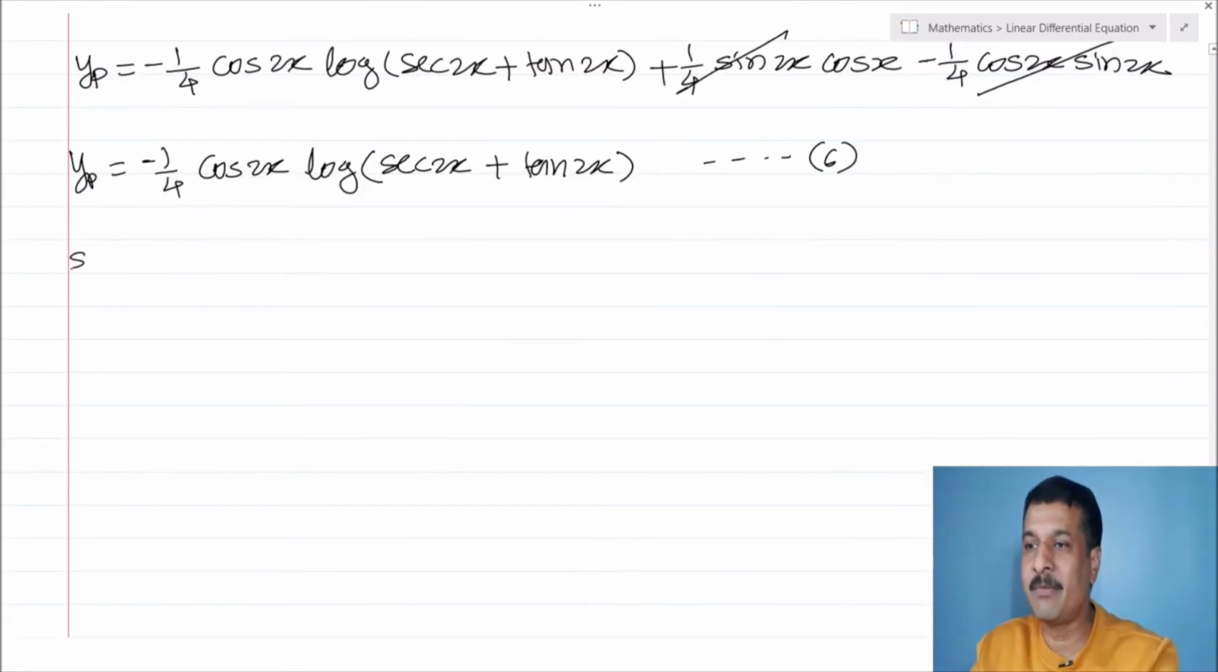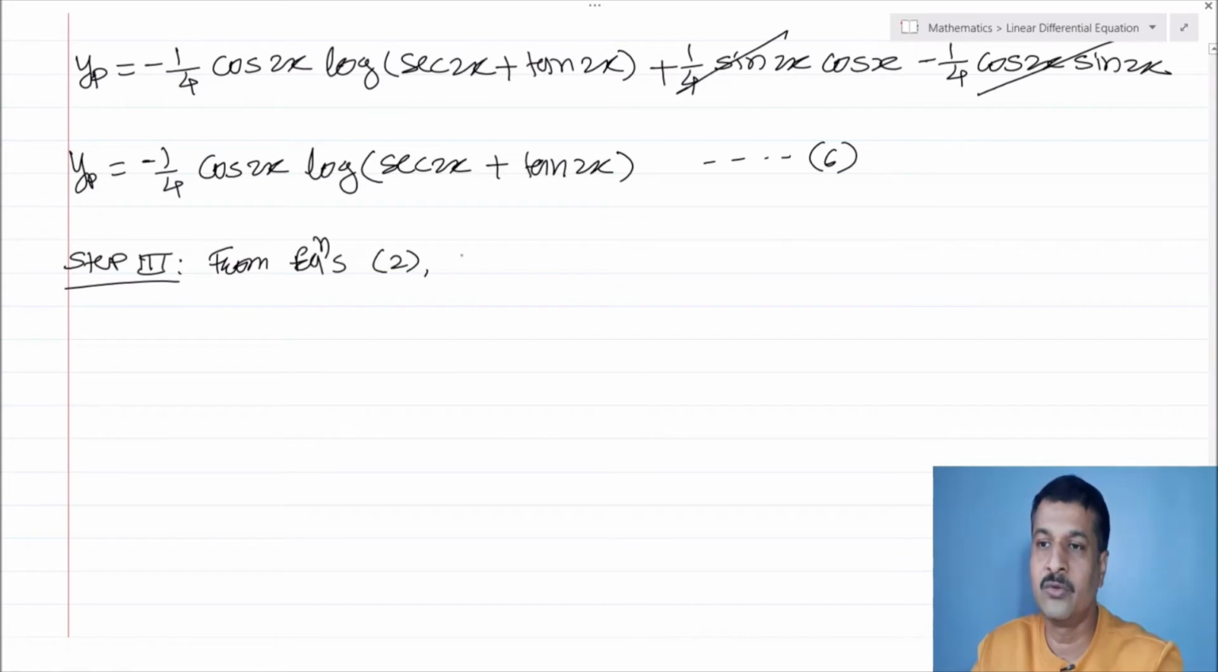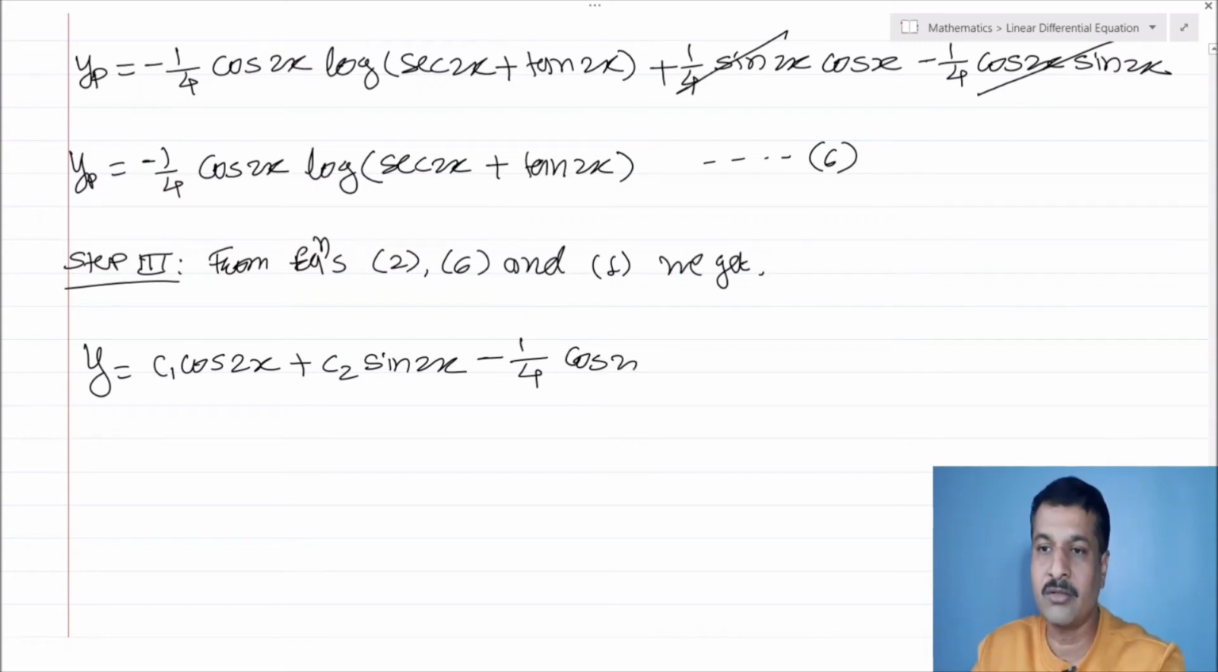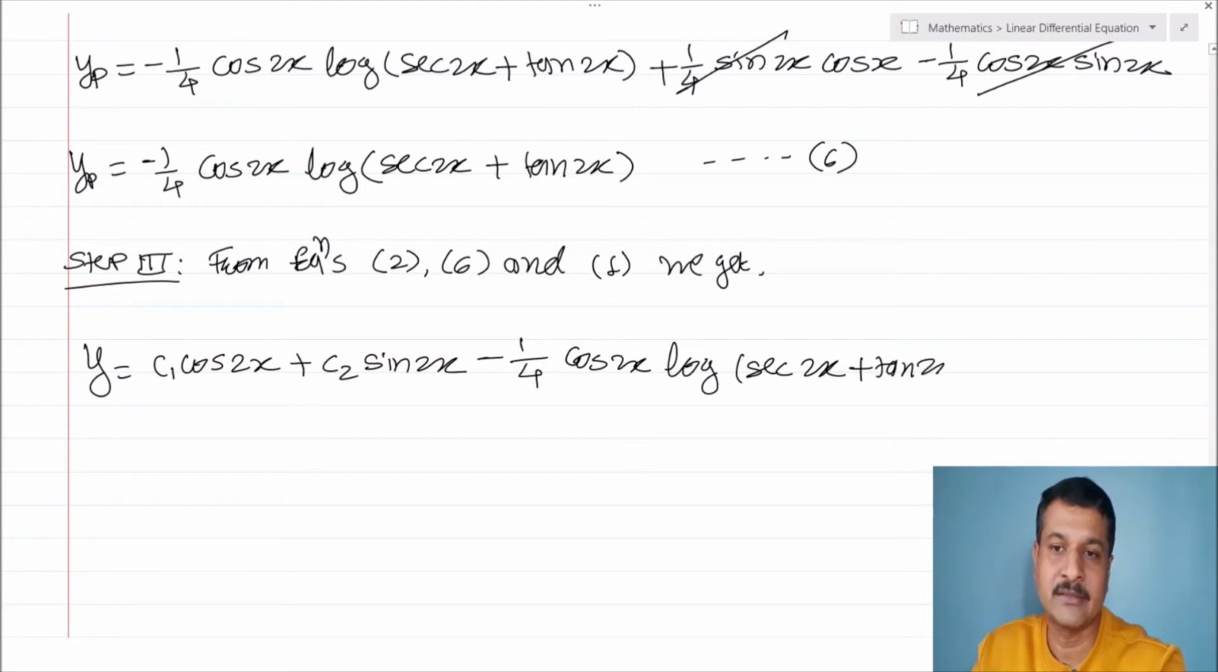So now the step number 3. From equations 2, 6 and 1, we get the complete solution, that is y equals yc, which is nothing but c1 cos 2x plus c2 sin 2x, plus this yp, minus 1 by 4 cos of 2x into log of sec 2x plus tan 2x. Note that here we want y equal to yc plus yp. So this is your yc and this is your yp. So this is your final or required answer.